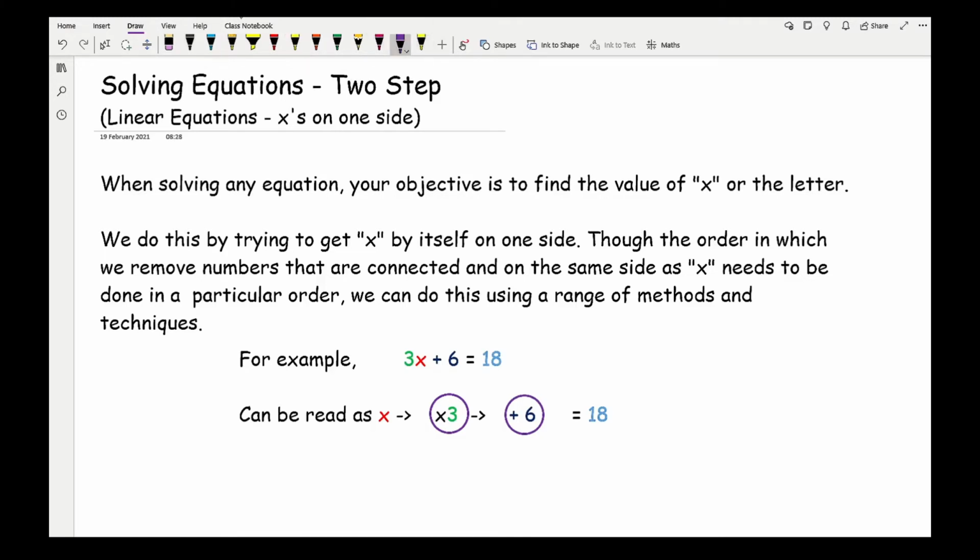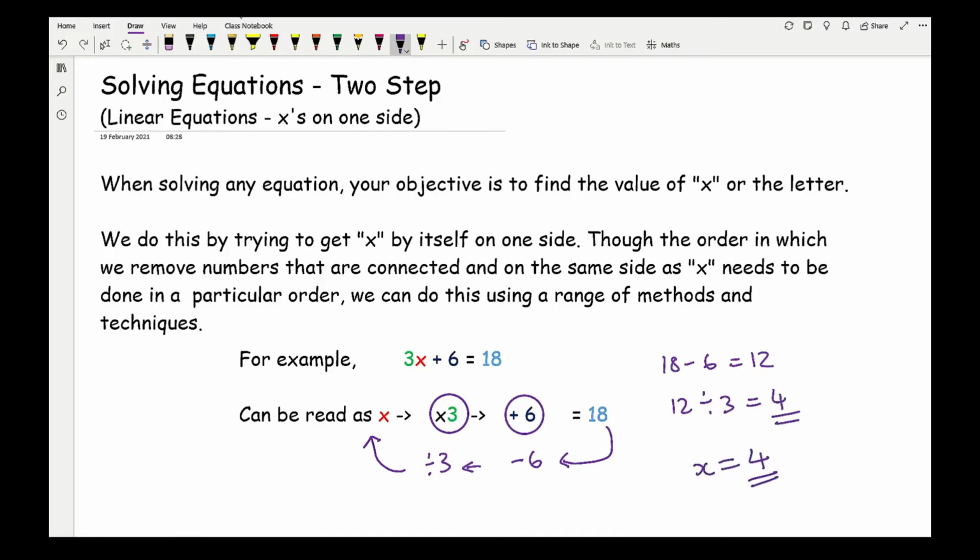So if I start with the answer, which is 18, and I reverse parts of the components, the opposite of adding 6 is to take away 6, and the opposite of multiplying by 3 is to divide by 3, and I should end up with x. So if I do 18 take away 6, which is 12, and then 12 divided by 3 equals 4. So therefore x equals 4.